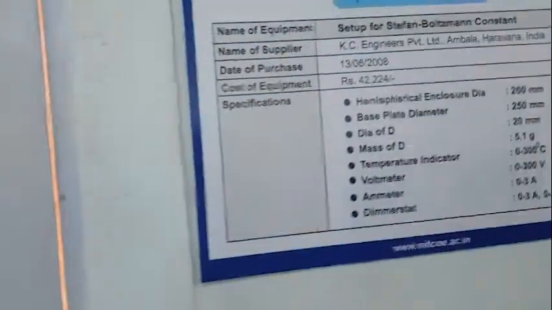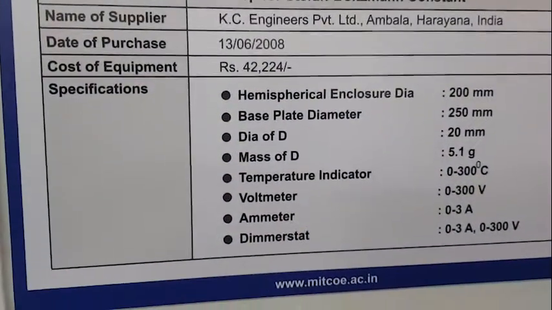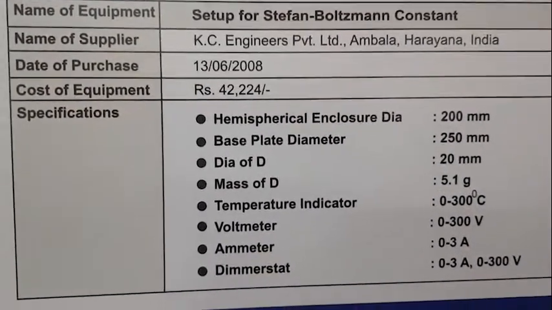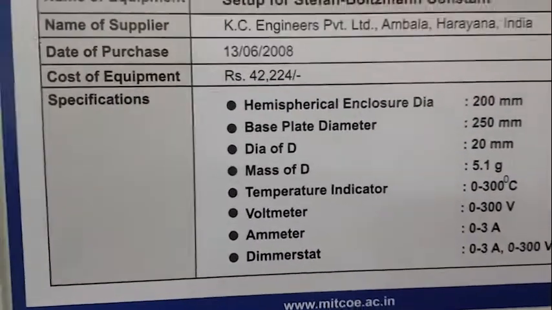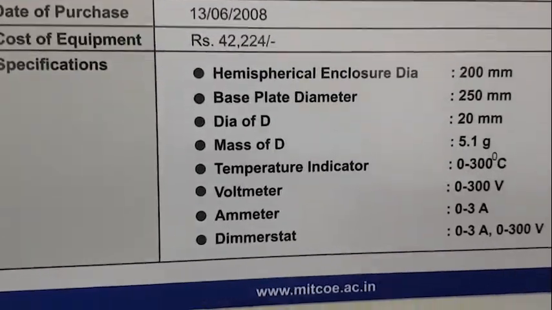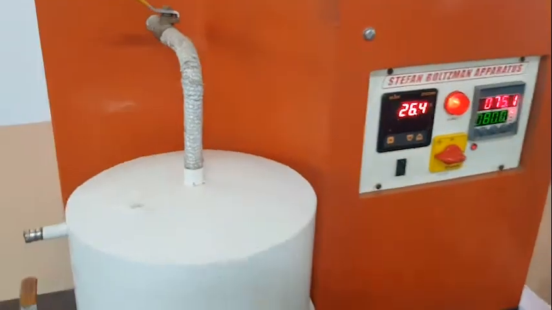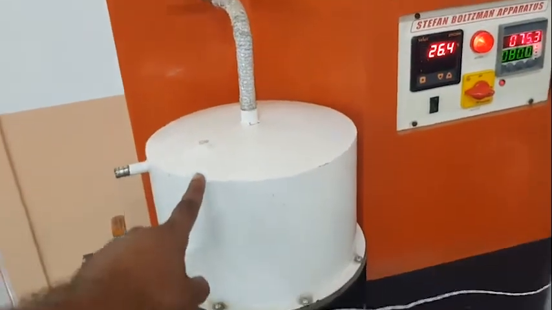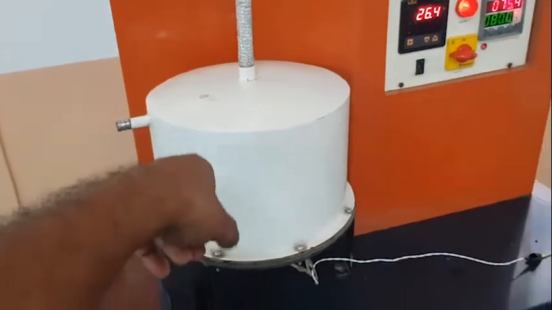This is called the Stefan Boltzmann constant experiment. You can take a screenshot of this now. You have different specifications of this experimental setup also. In this setup, what you see on the left side is a utensil. This is the main apparatus.